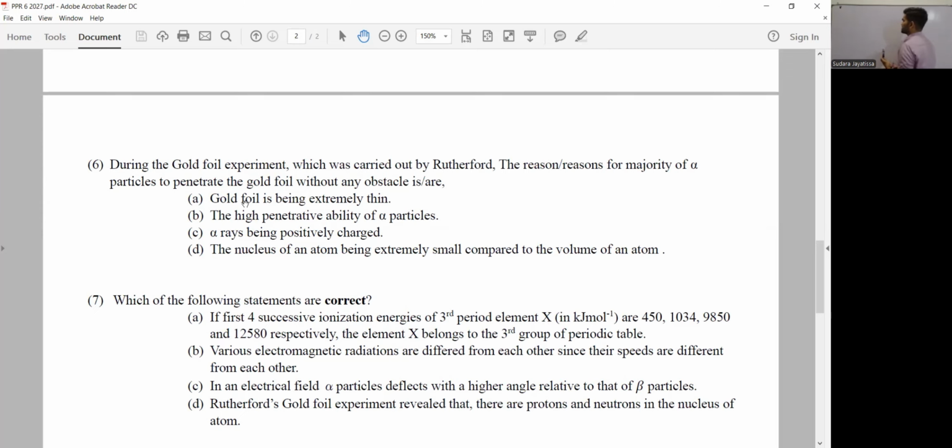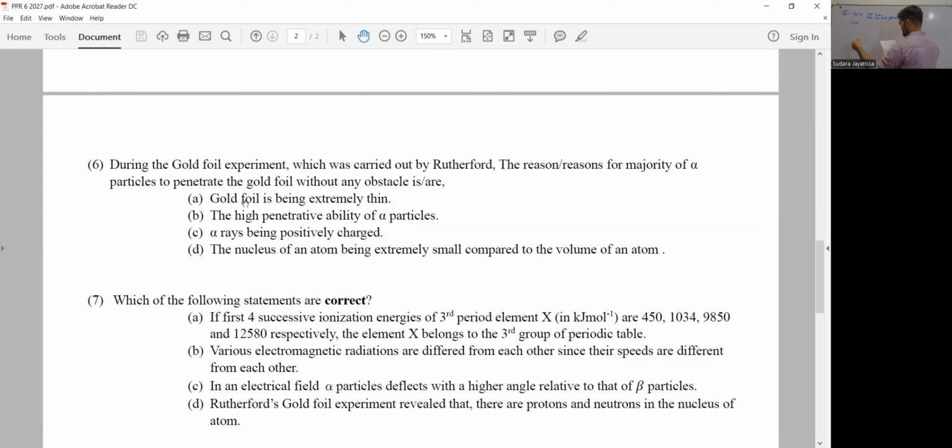Okay, you can write something about that. For the 6th one, B is wrong. Alpha has the lowest penetration power. And look at the next one, why C is wrong.